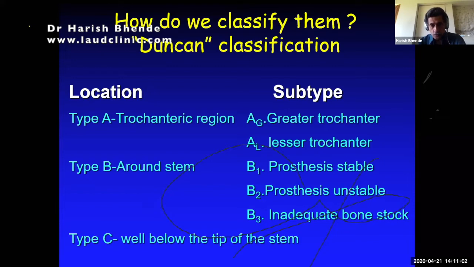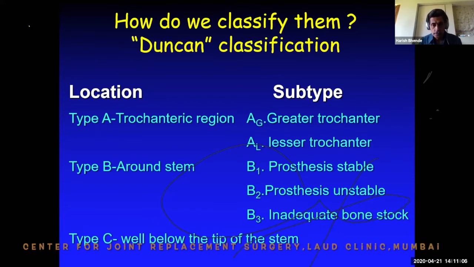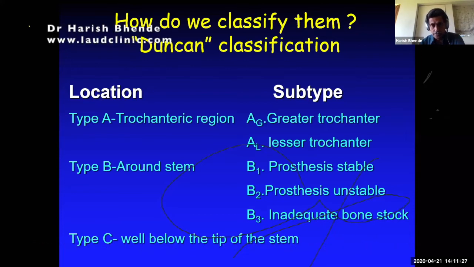And if the bone is significantly lost, because this is very common in an old THR where the patient has undergone THR and has got severe osteolysis around the prosthesis causing loss of bone, and the bone support is quite inadequate, that is called type B3. So basically the B, which is around the stem, is segregated by the stability of the implant: stable implant, unstable implant, and unstable implant with bad bone.